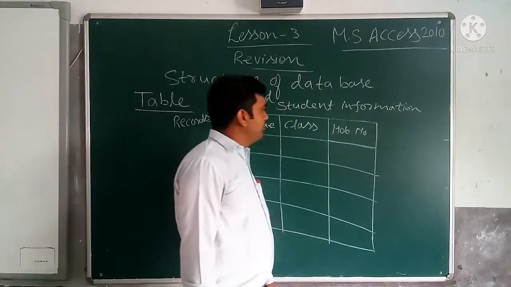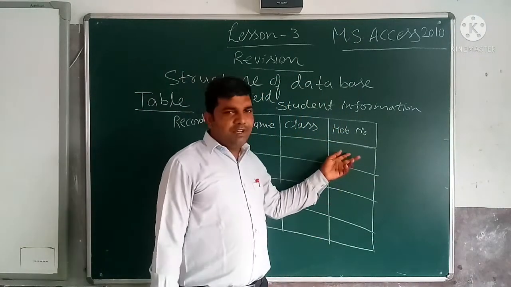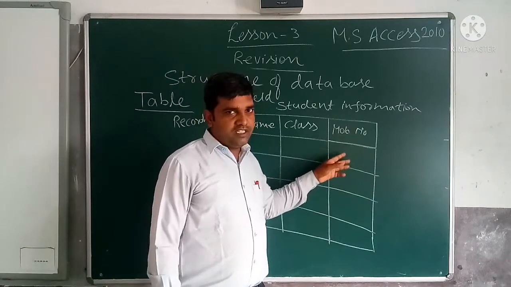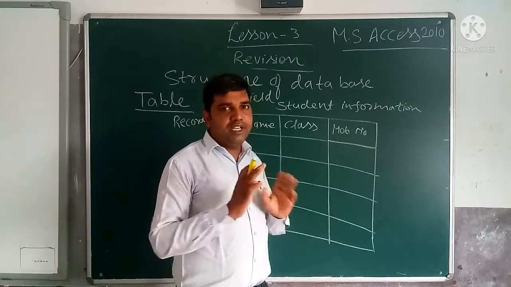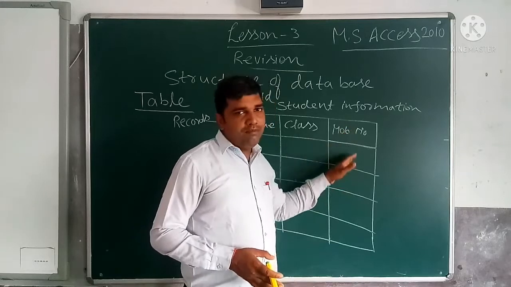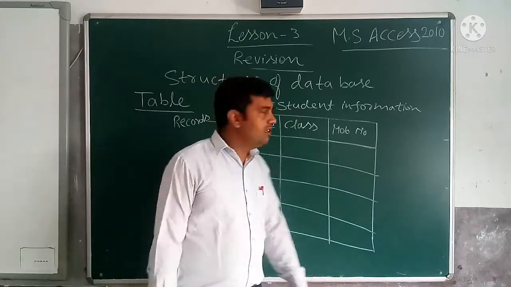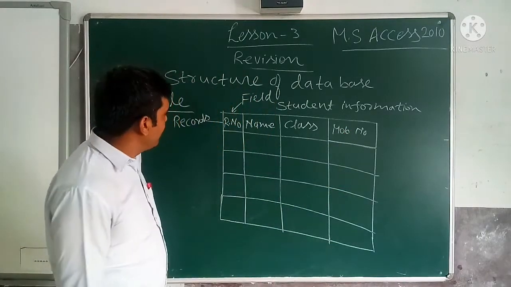If the mobile number is a 10-digit number, it is better to write the text form. Text size is big. Text is a bigger data type. So for mobile number, always declare the text data type.